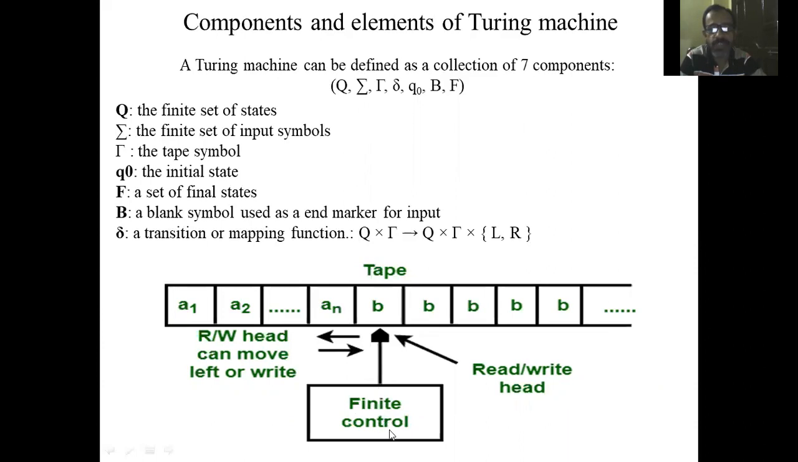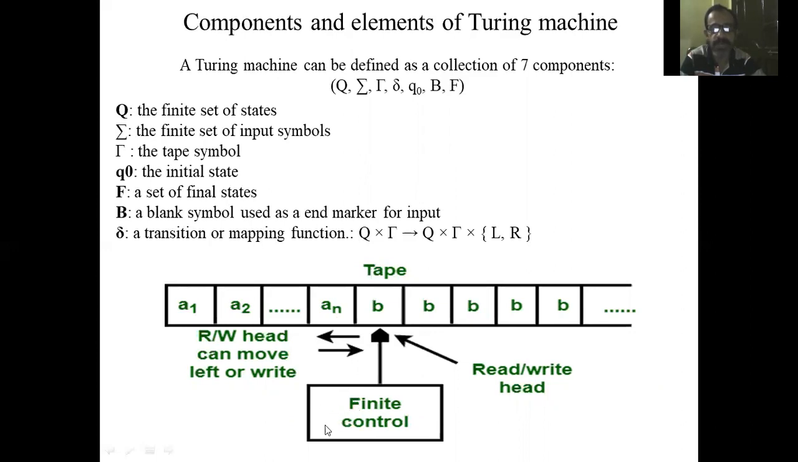These two parts are in finite automata also, but here the tape is infinite, so it extends to any length. The finite control also contains one small buffer, which is used for holding the current state. The finite control performs the operation on the current state and the current input symbol from the tape, and produces an output. That output replaces the symbol, and the state may or may not change.